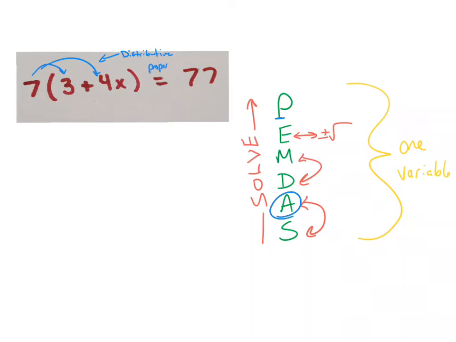I call that the pizza delivery guy, right? The 7's got to deliver pizza to 3's house and 4x's house. So if I do that, I end up with 21 plus 28x equals 77. Or, that 7 is being multiplied by the parentheses, so I could divide both sides by 7. And I would end up with 3 plus 4x equals 11. Both of these are fine. It doesn't matter which one you like better.